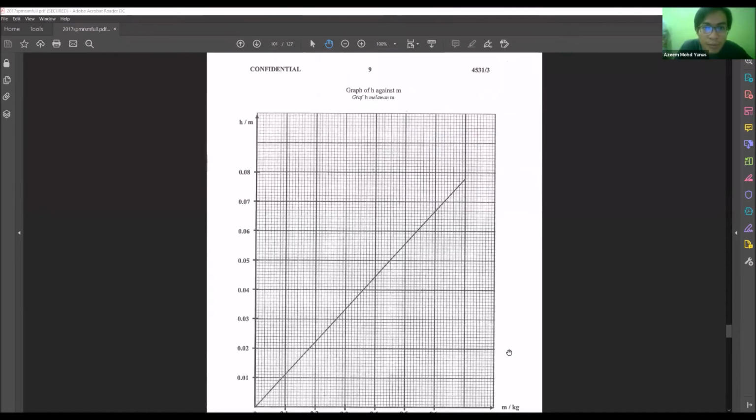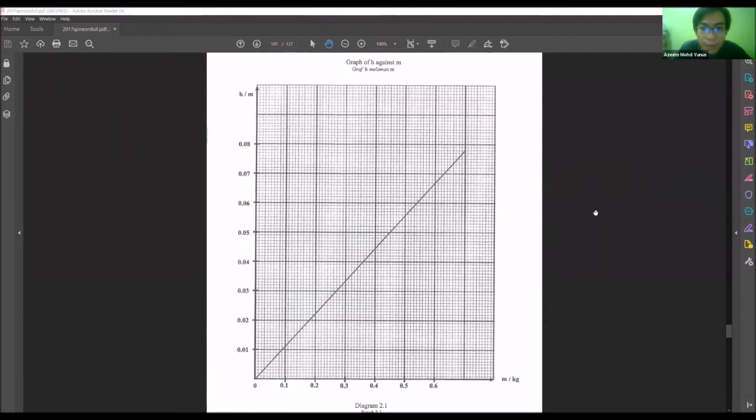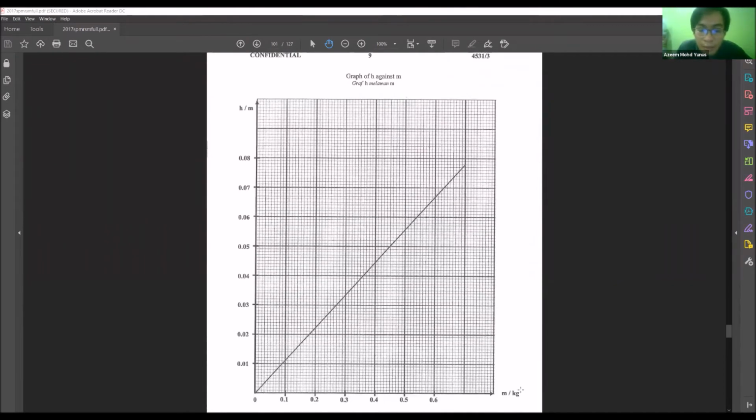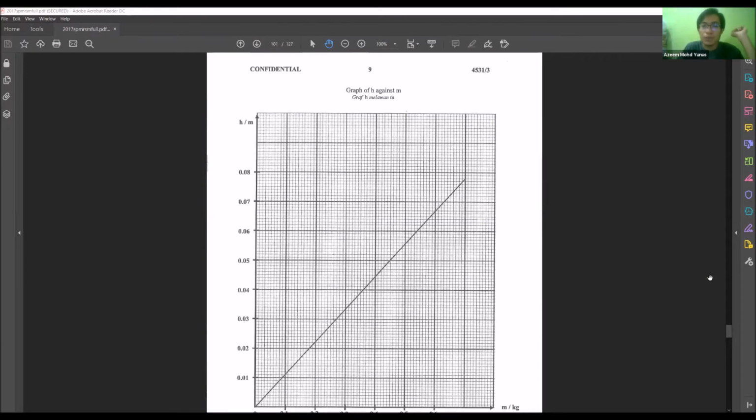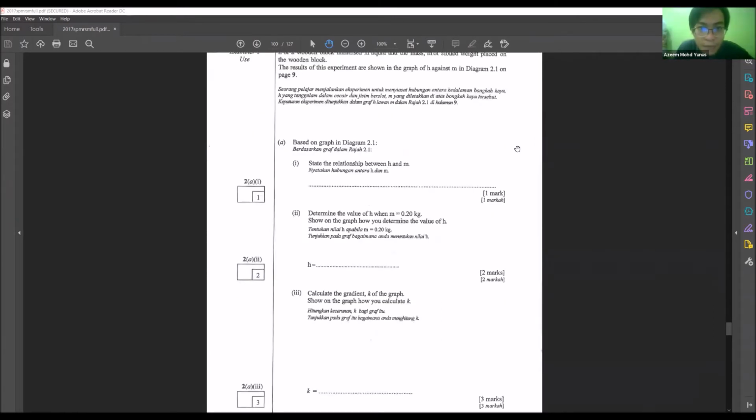So this is the graph. H against M, H is the RV, M is the MV. RV, the unit is meter, and the MV is kilogram. The MV is the mass, M, the unit is kilogram. So when we look at the graph, we see that it touches the point 0 here. That means it is directly proportional. So that is the first answer.